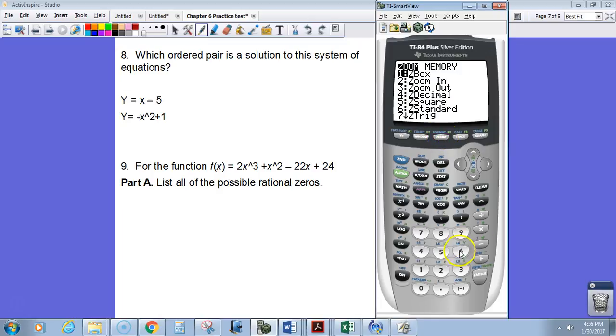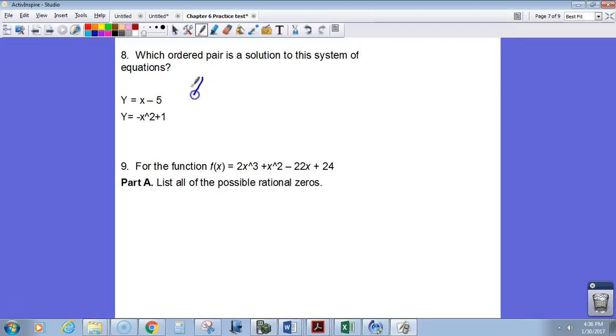And let's just do a zoom 6. Okay, yeah. So on your calculator, you can find out what these points are here. But also, I think what this really wanted you to do is say, where are these two equations equal, and we can just solve this for x.